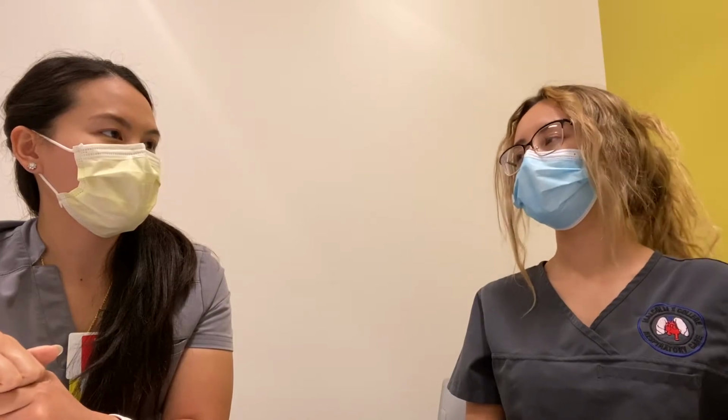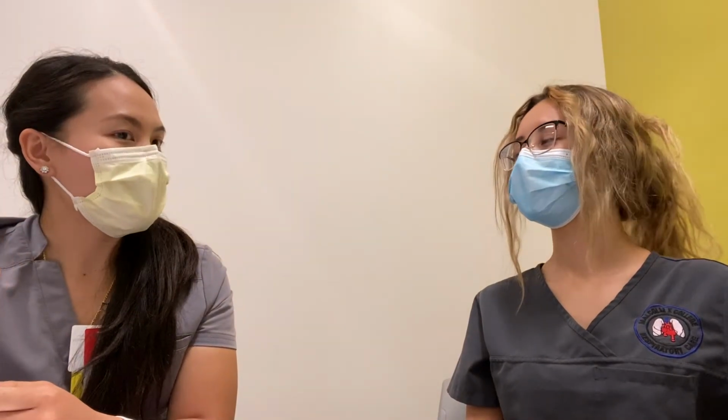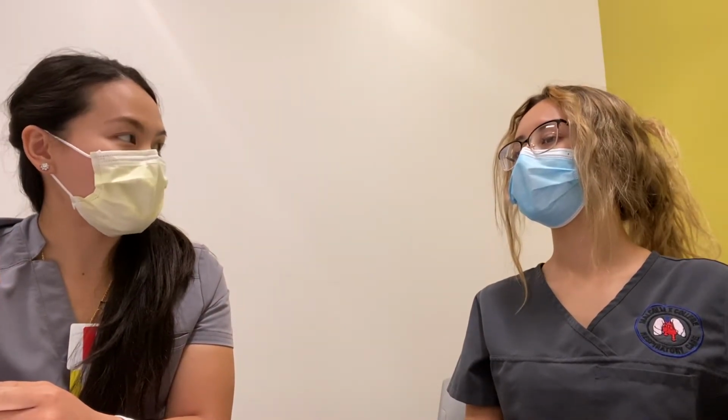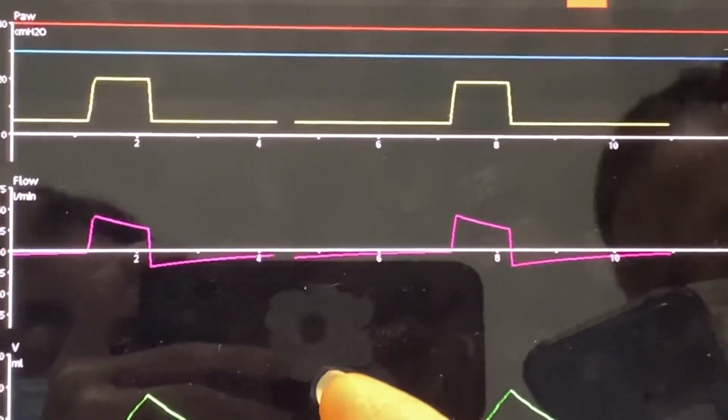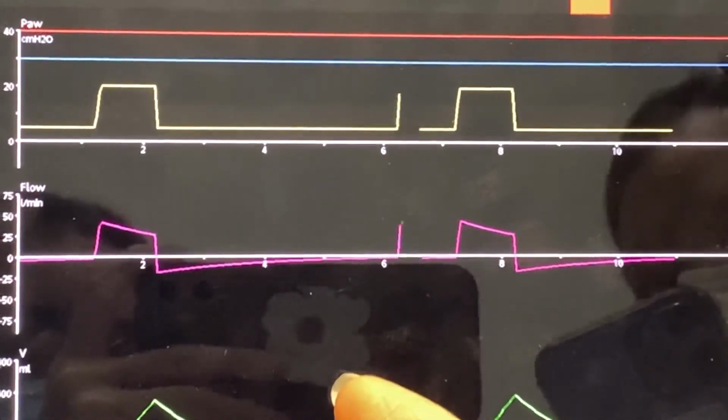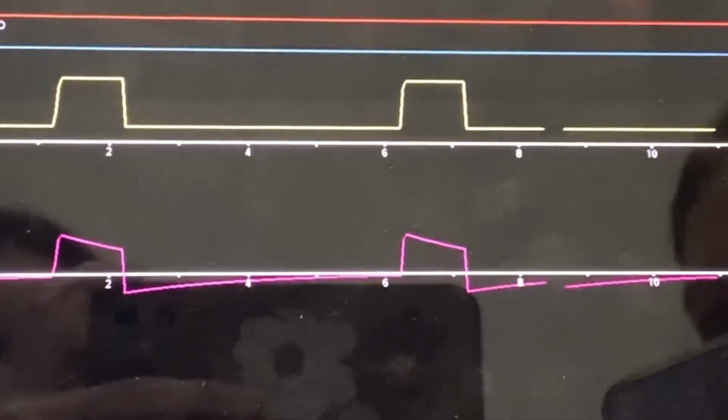Wait, why do we need to increase peak flow? Increasing peak flow will decrease inspiratory time and increase E time so that the patient can exhale to baseline and prevent air trapping. As you can see now that I have increased the peak flow, E time increased and the patient exhales to baseline.